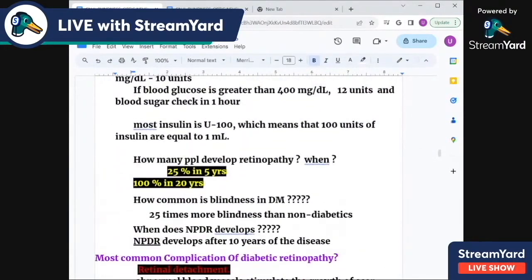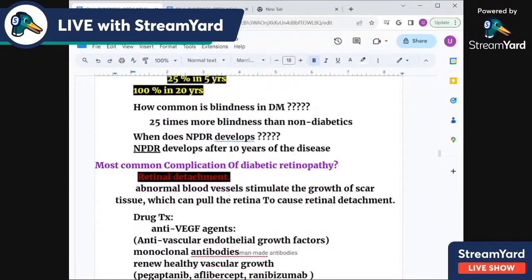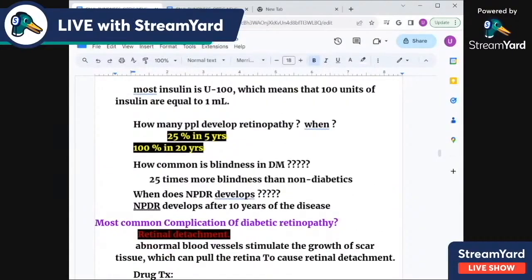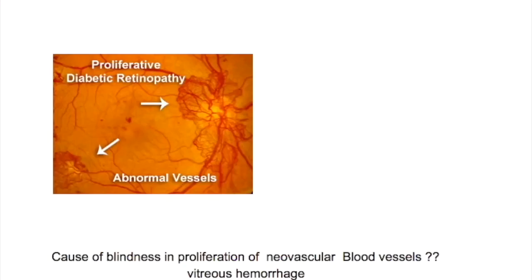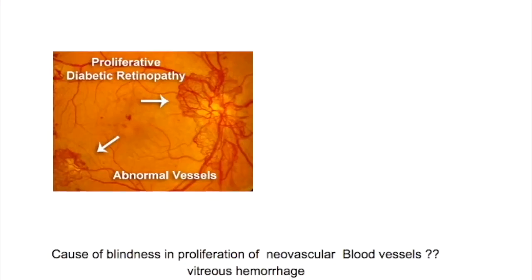Then how many patients develop retinopathy? 25% in 5 years and almost 100% in 20 years they develop retinopathy. And the most common complications are retinal detachment and visual loss. Vitreous hemorrhages, retinal detachment, and glaucoma.